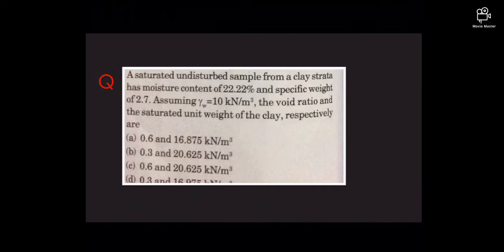Next question. A saturated undisturbed sample from a clay strata has moisture content of 22.22% and specific weight of 2.7. Assuming gamma W, which is the unit weight of water, is 10 kilonewton per meter cube, the void ratio and the saturated unit weight of the clay is what?